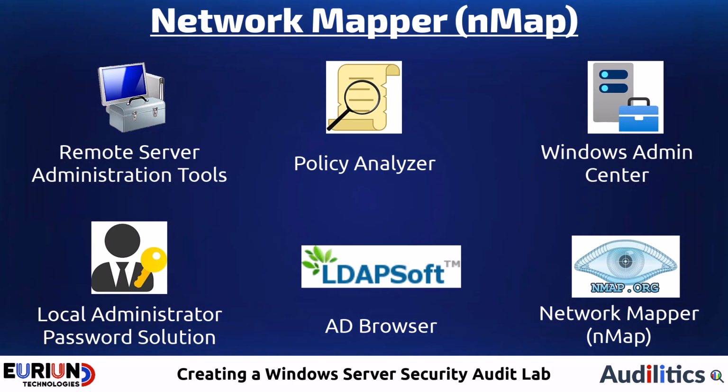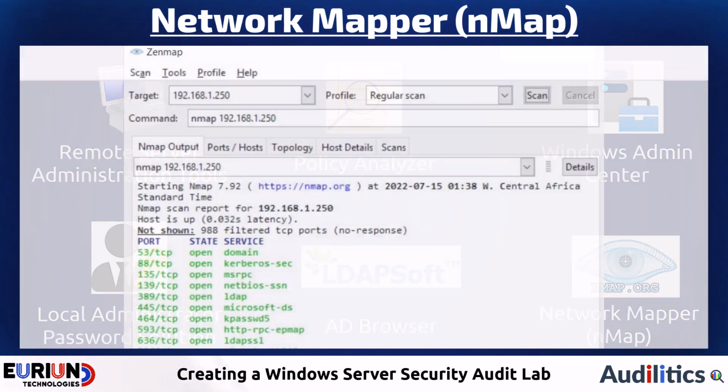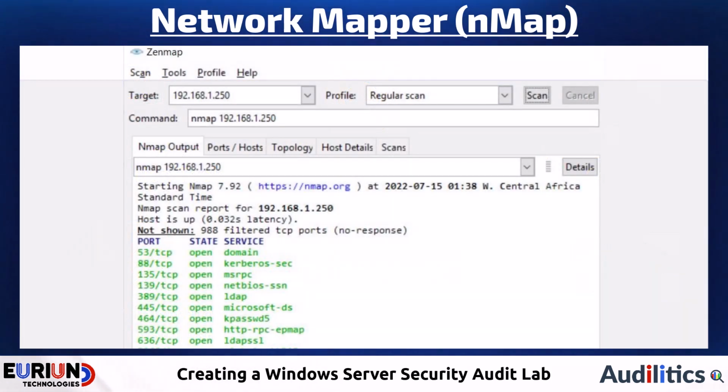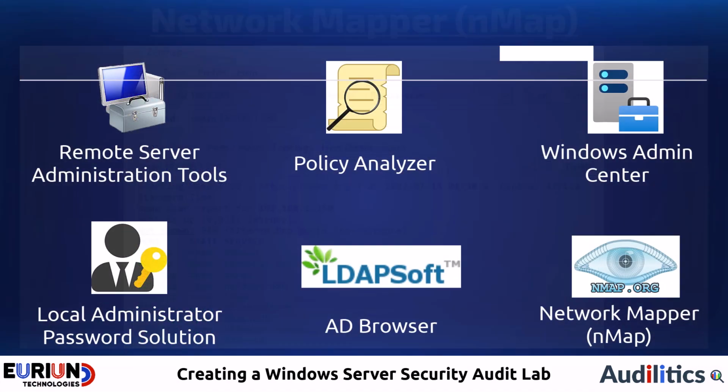Network Mapper, or nMap. nMap is a free and open source utility for network discovery and security auditing. It can be used to discover active devices or hosts within a network, such as computers and network devices. nMap can also detect the operating system, ports, and services running on the discovered systems.